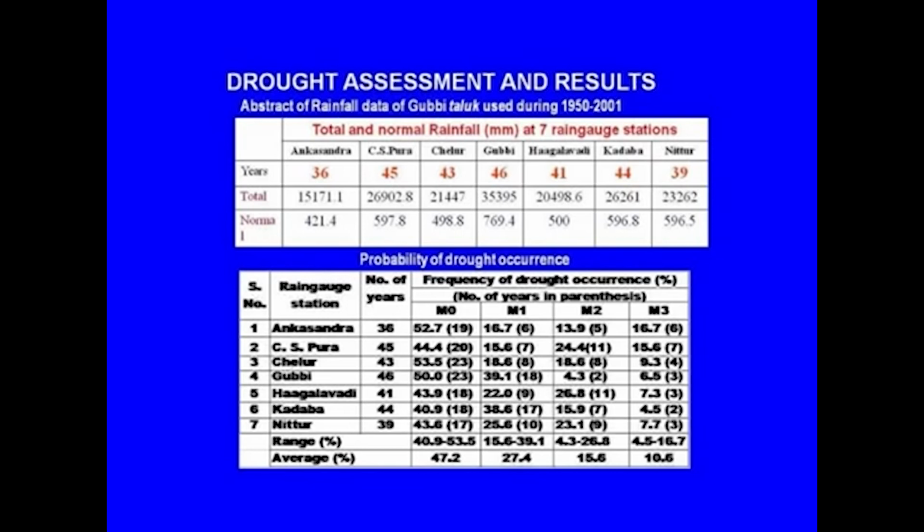Whereas in other rainfall stations we can find that the distribution of different types of drought conditions or classes have been found out, and what we find is that on an average about 47% of the times there is no drought condition. However, the extreme drought, that is the severe drought condition, only has occurred for 10% of the time, whereas moderate drought has occurred for nearly about 15% of the times.